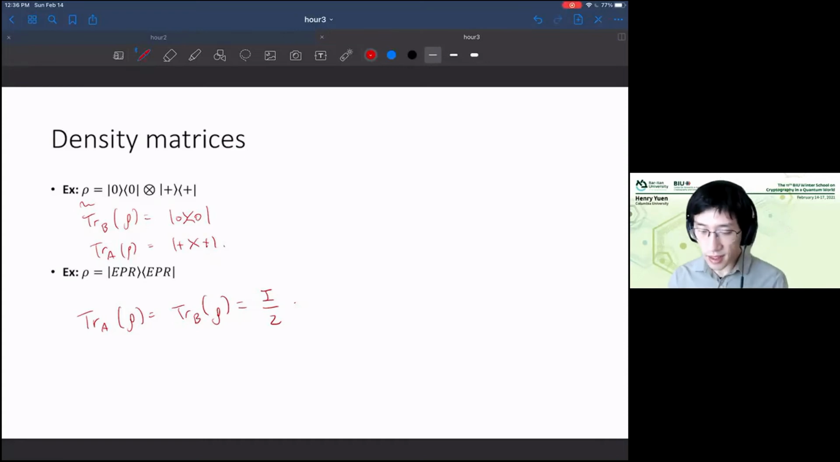So it says that even though you're entangled with someone with this EPR state, and if you look at the two qubits together, it's in a pure state, when you just restrict yourself to one qubit, it just looks like a random coin flip.